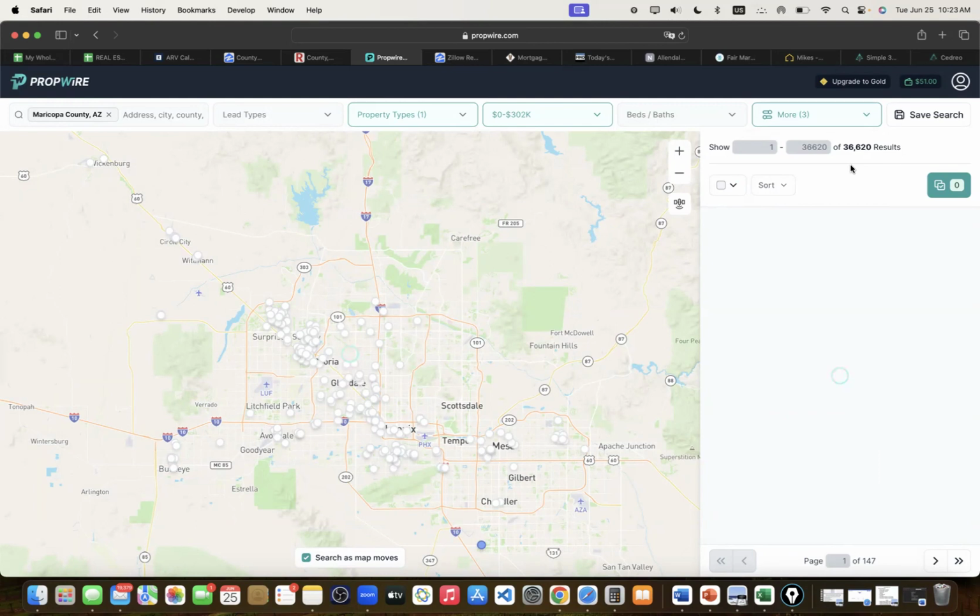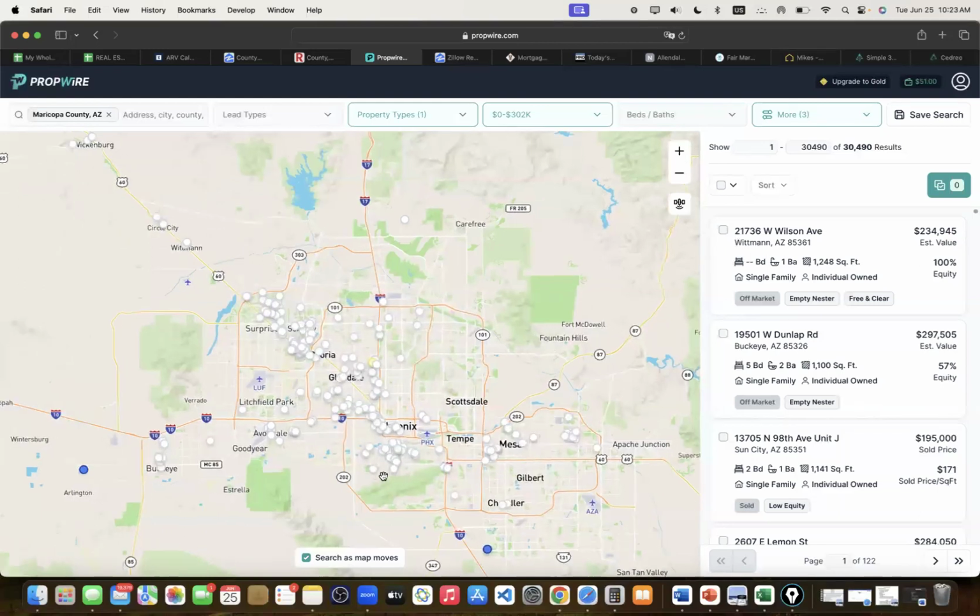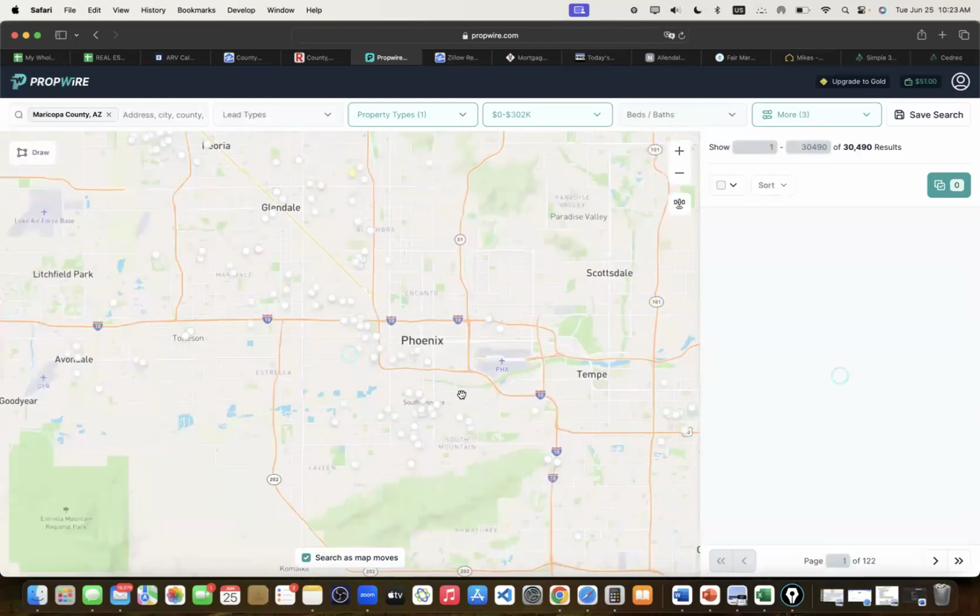Again, the more you filter it down, the more specific you get. I can even zoom in more into the cities or anything like that. Once I start zooming in, I'm able to draw as well. There's a little draw button on the top left corner of the map, so I can draw specific areas, because maybe some investors like specific zip codes.